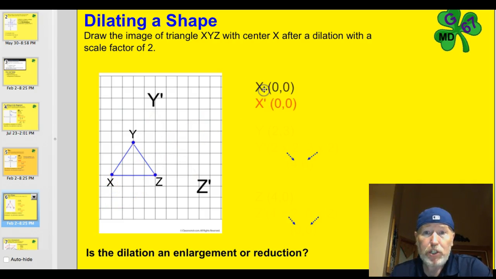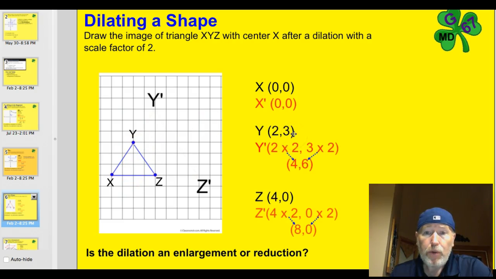Well, let's just say that X is 0, 0. Then X prime would be 0, 0 because it's going to stay fixed. So we can just determine what Y's coordinates are from X. That's 1, 2, 1, 2, 3. So Y would be 2, 3. Multiply each side of that coordinate pair by our scale factor, and our Y prime is going to be 4, 6 up here. Z originally was 1, 2, 3, 4, 0. Multiply each side of that coordinate pair by the scale factor of 2, and our new coordinate pair for Z prime is 8, 0.